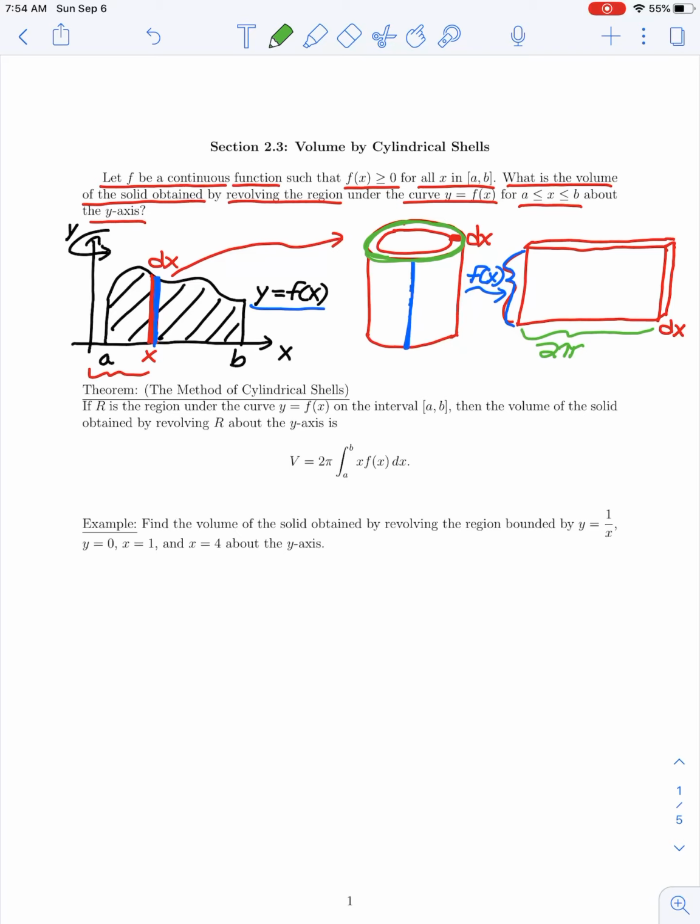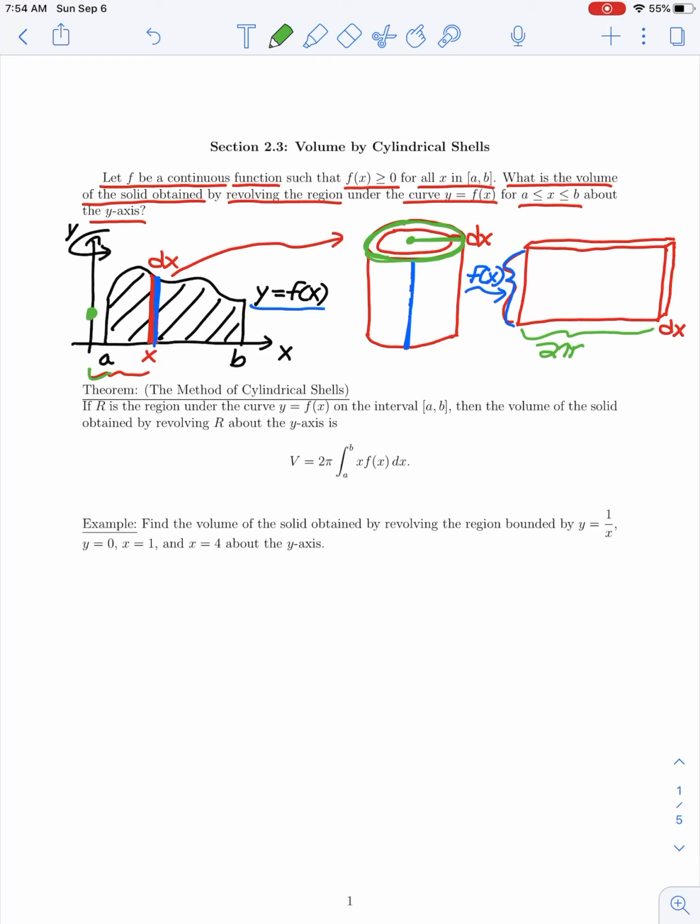Now let's think about what the radius is going to be. So the radius is going to be the distance from the center of my cylinder to this outer edge. So the center of our cylinder is at the axis of revolution, in this case, our y-axis.